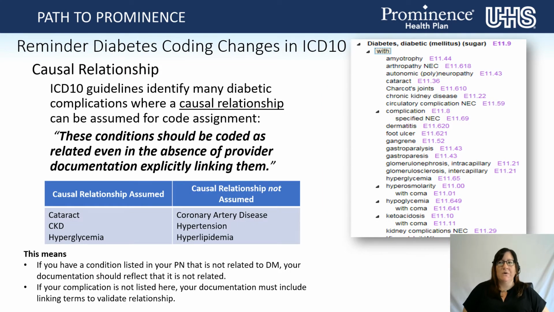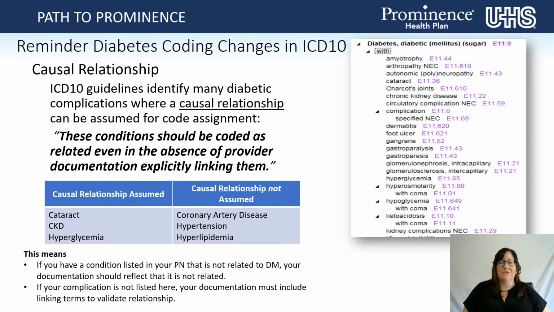Some diabetes coding changes in ICD-10 about an assumed causal relationship. ICD-10 guidelines identify many diabetic complications where a causal relationship can be assumed for code assignment. These conditions should be coded as related, even in the absence of provider documentation explicitly linking them. So when a causal relationship is assumed, it would be things like your cataract or your CKD or your hyperglycemia, things listed on the right under the subterm with.